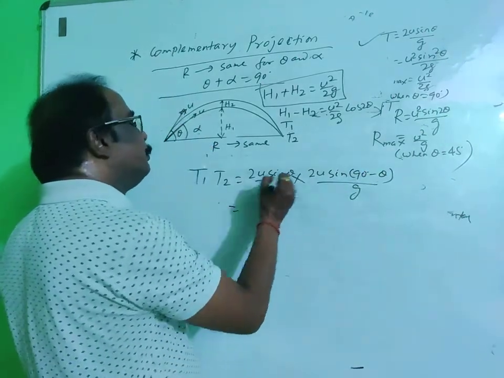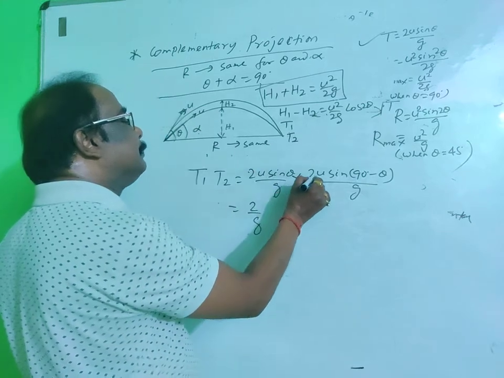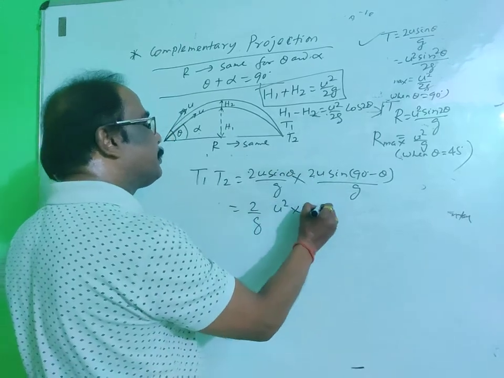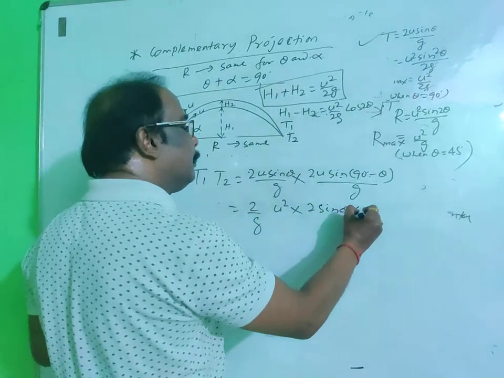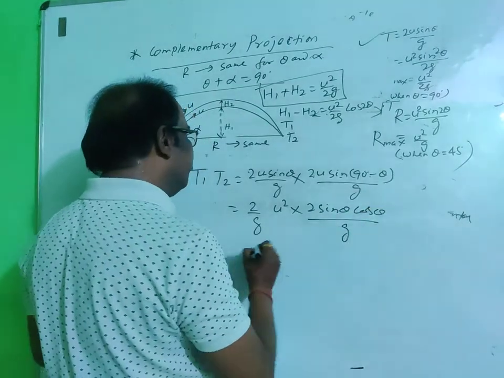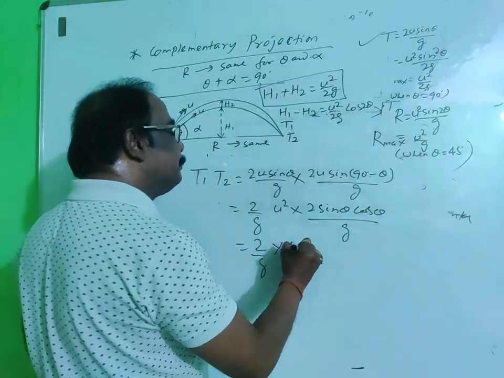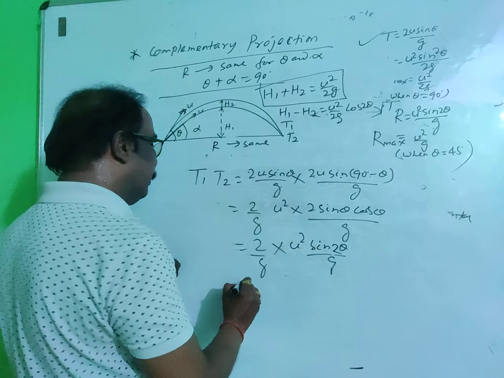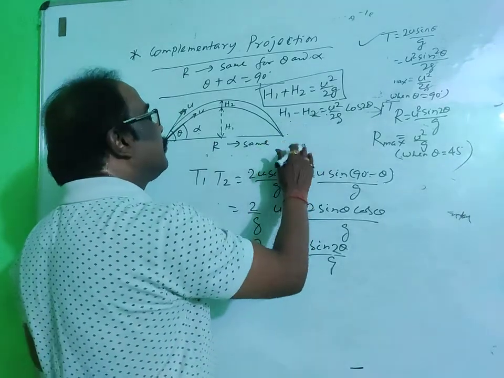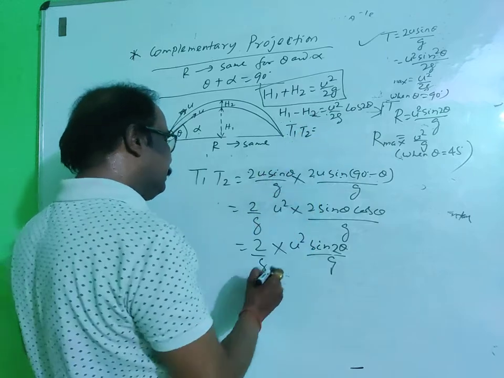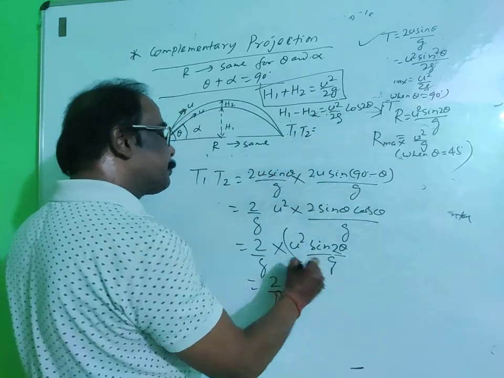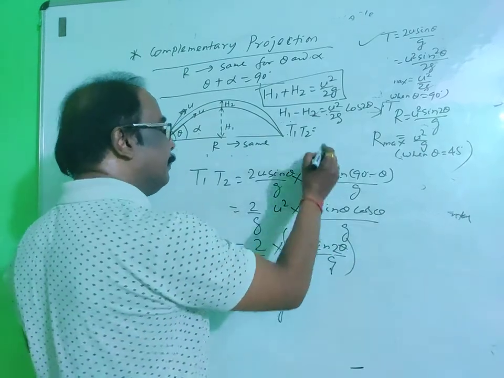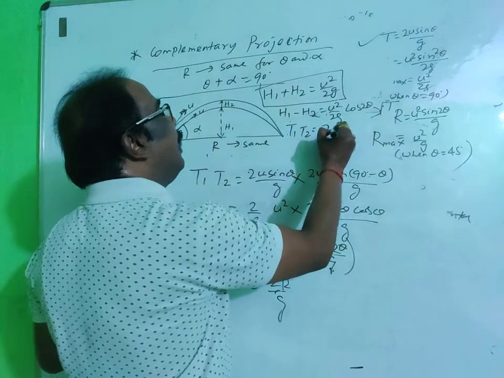Then it is 2 by g. Then u into u square into 2, another 2 is left, sin theta, sin (90 minus theta) is cos theta, divided by g. Then this is equal to 2 by g into u square sin 2 theta by g. So the product of time periods is equal to 2 by g into u square sin 2 theta by g, and u square sin 2 theta by g is r, which means 2r by g.